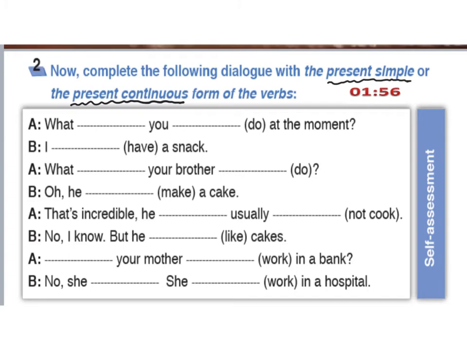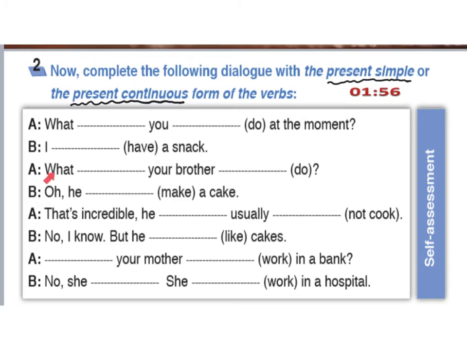A, what are you doing at the moment? At the moment means right now. At the moment of speaking, I say, what are you doing? I am having a snack. Remember, when I add ing to the verb that ends with e, I should omit the e. I cross it out. Okay, there is no e. Having. I'll show it to you right now.